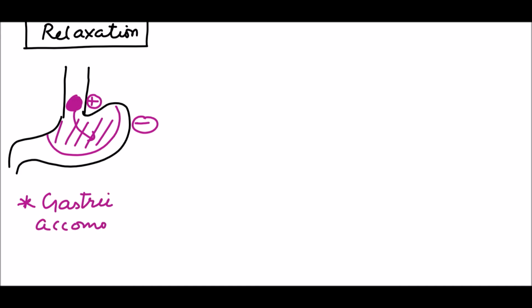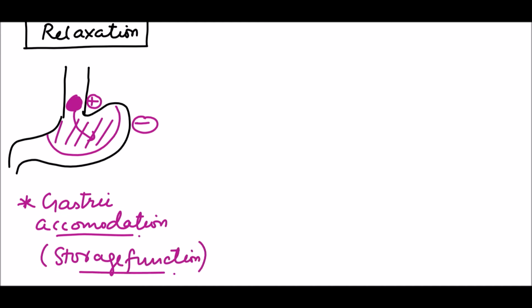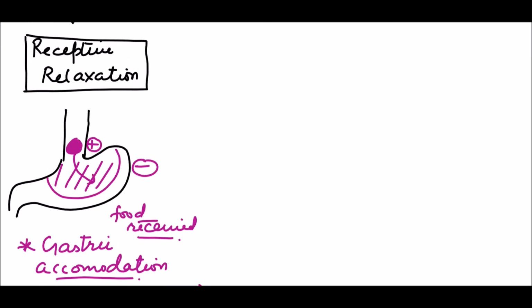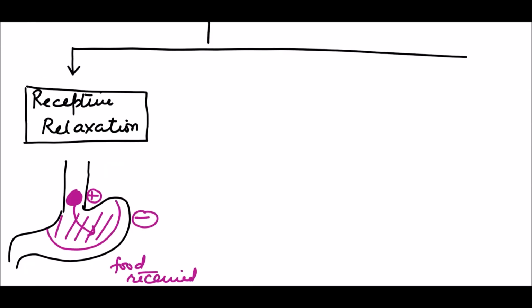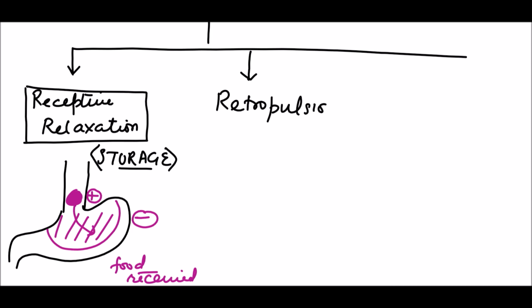Why receptive? Because it receives the food, and this is also responsible for gastric accommodation of food. This food will go into the stomach, and the stomach will relax, so more food can be accommodated in the stomach. So it is responsible for the storage function of the stomach, the relaxation of the proximal part of the mid body of the stomach. So food is received by the stomach as a result of receptive relaxation, and then it will be stored. So this is the first movement of the stomach, receptive relaxation, and it is related to the storage function of the stomach. The second type of movement of the stomach is called retropulsion.